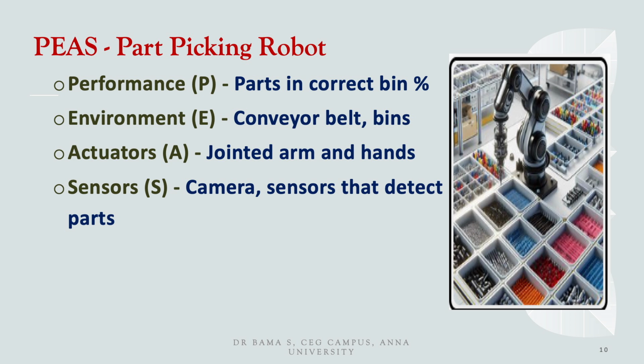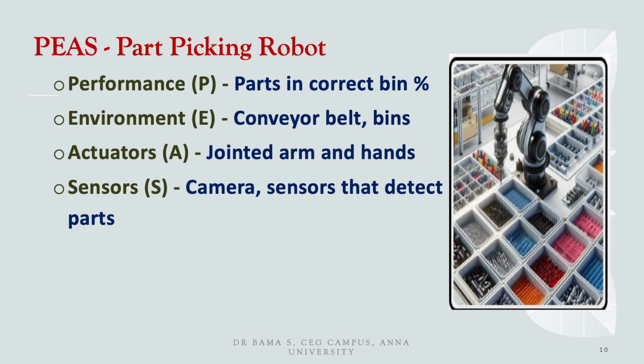The environment for this may be the conveyor belt, or in this case it can be the bins. The actuators are the jointed arm and hands. Here in this case, it would be the jointed arm, there are no hands, but the jointed arm that is there to sort the bin. The fourth type is the sensors. Here it would be the camera and the sensors that detect the parts or the color.